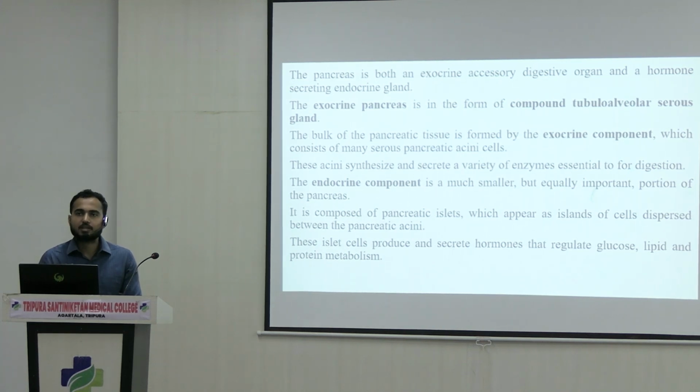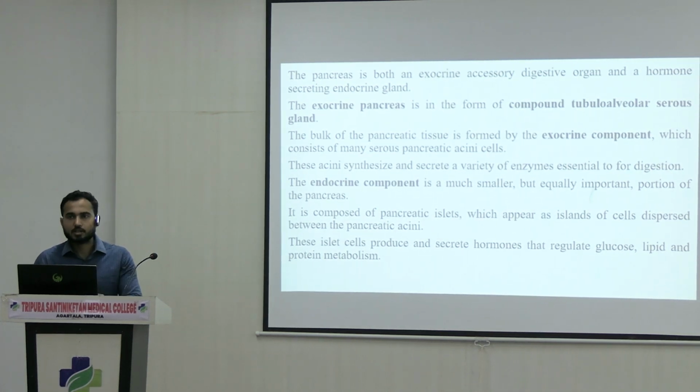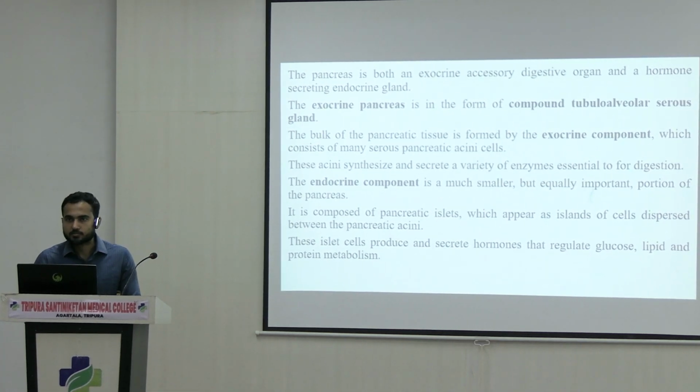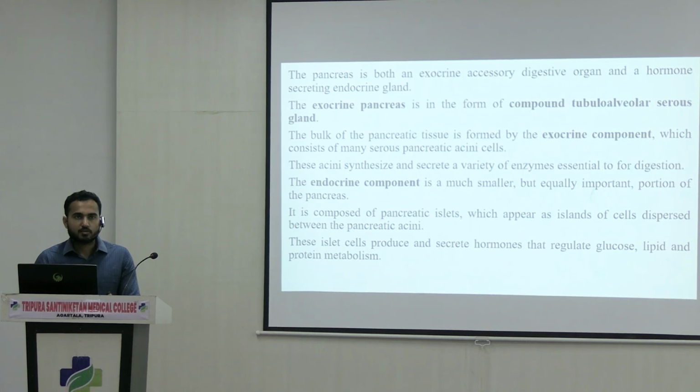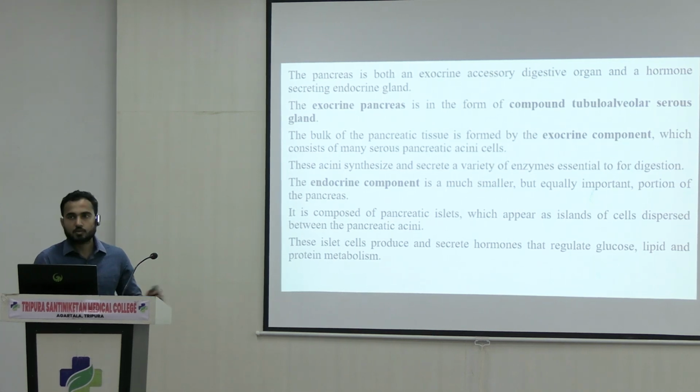What is present in the exocrine part? Pancreatic acini, which is made up of acinar cells, from which the pancreatic enzymes are secreted. What about the endocrine part? It is made up of islets, island of cells. From there, what is produced? Hormones are produced, and what is their function? Their function is they will regulate the glucose, lipid, and protein metabolism of our body.